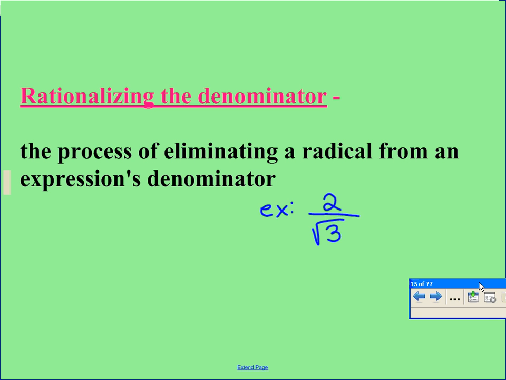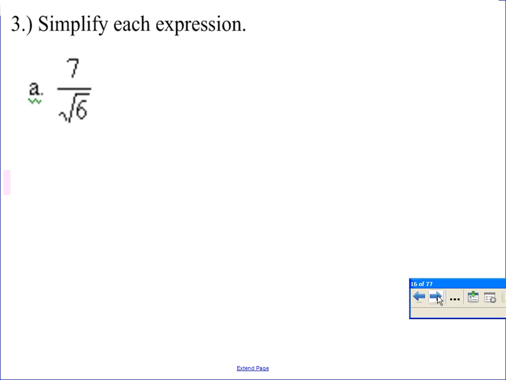So what do you do if that happens in a problem, which it will? Let's look at a couple examples. Letter A, we have 7 over the square root of 6. So we need to get rid of the square root of 6. Anytime you have a denominator with a radical, you need to multiply the numerator and the denominator by that radical.